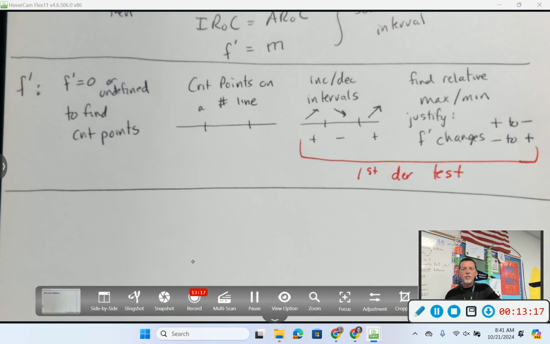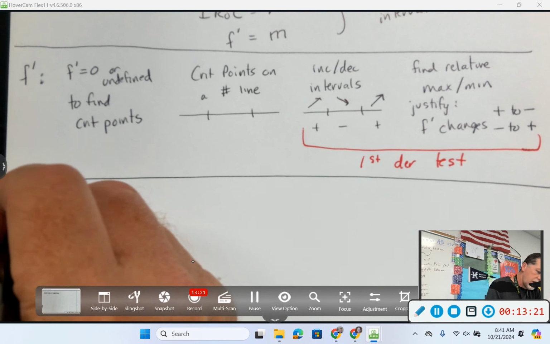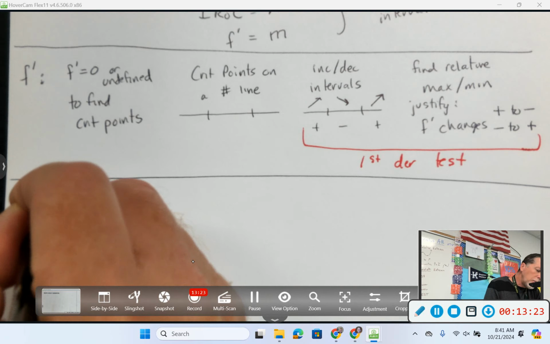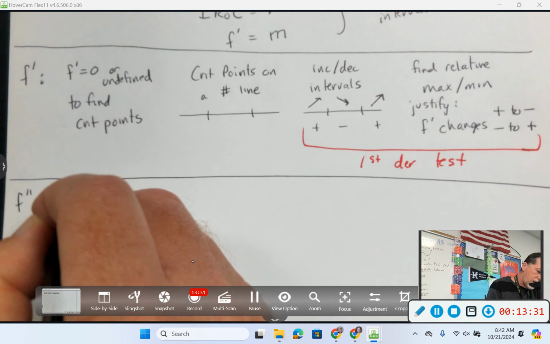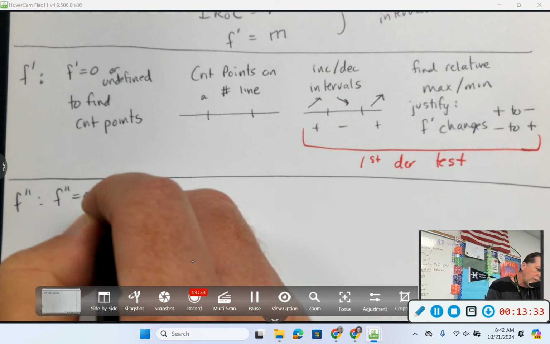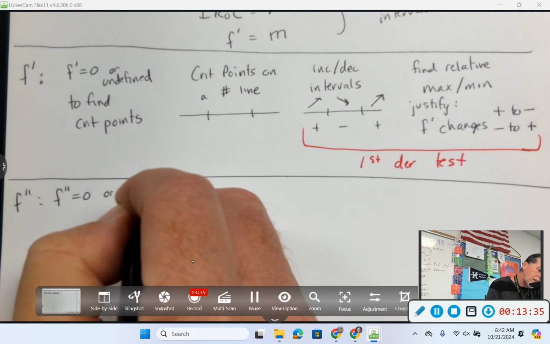All right, that was our first derivative stuff. Then we did pretty much the same set of steps, the same processes, with the second derivative. Set the second derivative equal to 0 or undefined.